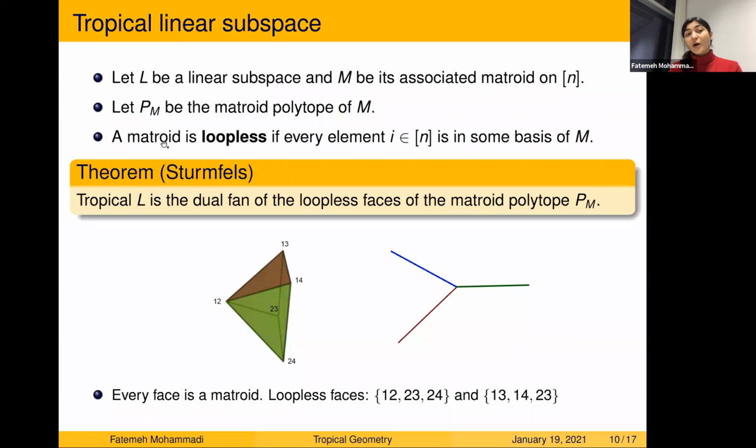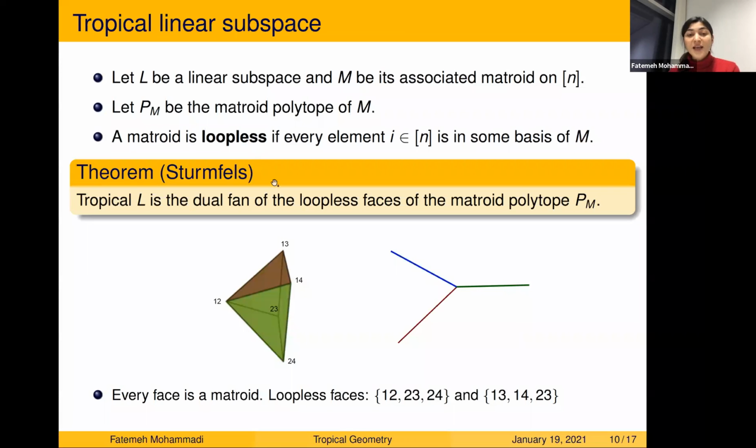I'm going to say a matroid is loopless if every element of 1 to n is in some basis of my matroid. For example, if I take my ground set to be 1 to 4, this brown face is a loopless matroid. But this green facet, which is large, in the back, has independent sets 12, 14, 24. So they are subsets of 1 to 4, and 3 is missing here. So 3 is a loop. This is still a matroid, but not a loopless one.